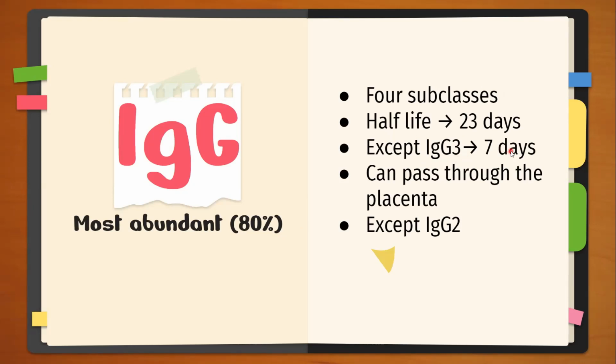except for IgG3. IgG3 has a half-life of only 7 days. IgG is the only antibody that can pass through the placenta, except IgG2. So IgG2 cannot pass through the placenta. However, the other three can.